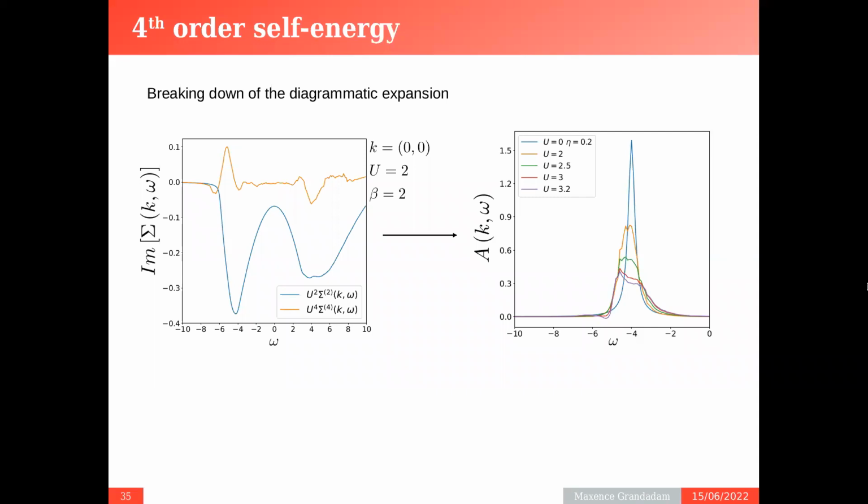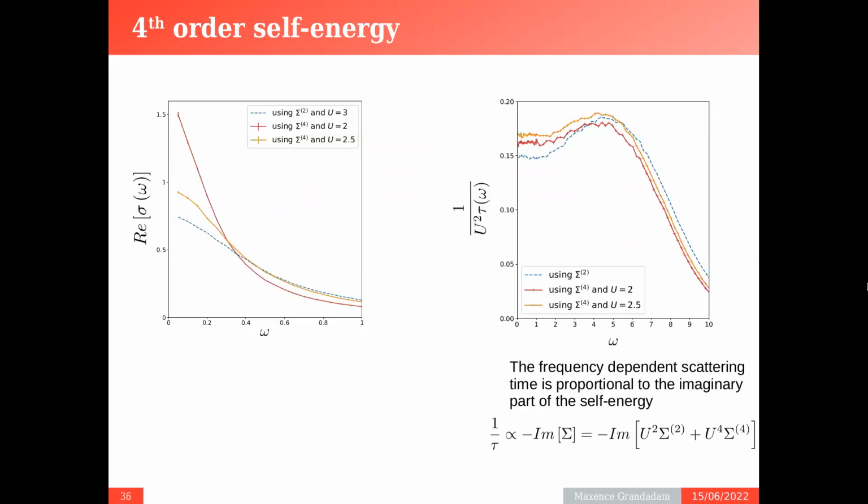For now, I will restrict myself to the case where everything is fine anyway, which is for lower interaction strength. And once again, I compute the current correlation and the conductivity at zeroth order, so with the bubble diagram. And I can compare this to what I had at second order, for example. And one interesting thing is that because the scattering time is actually proportional to the imaginary part of the self-energy, if I rescale it by the interaction, I can actually observe what is the effect of this fourth order term. And you can see that we have an increase of scattering at low frequency, like a weight transfer from high frequency to low frequency happening here.